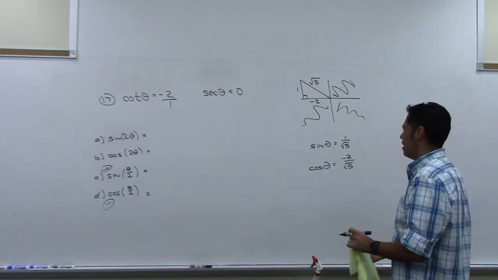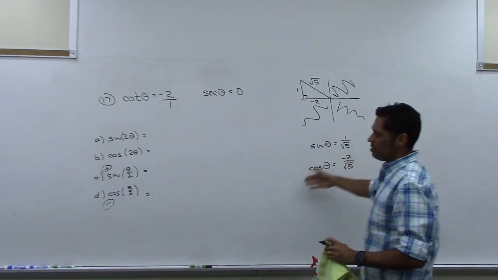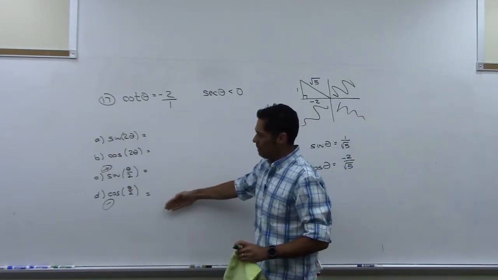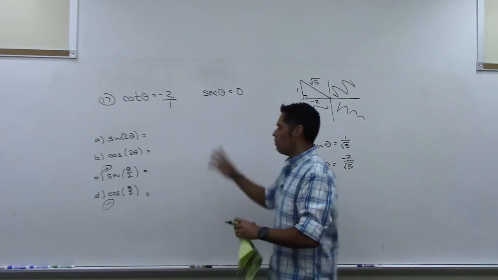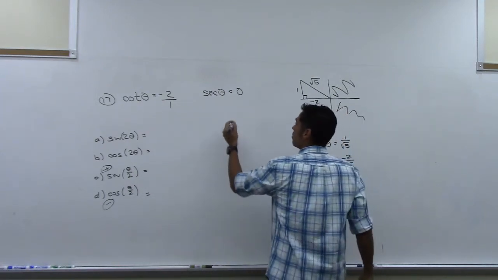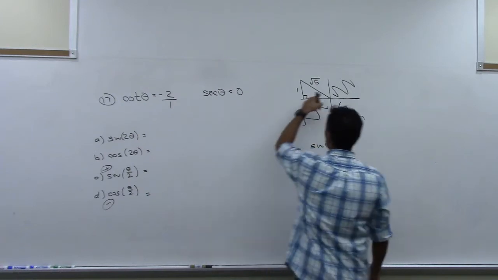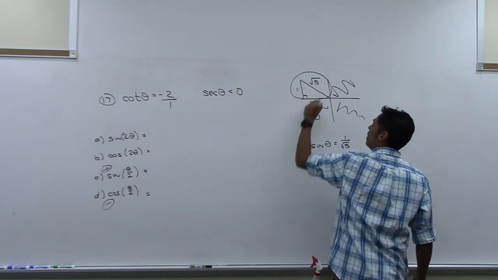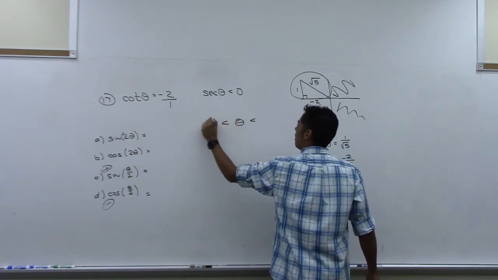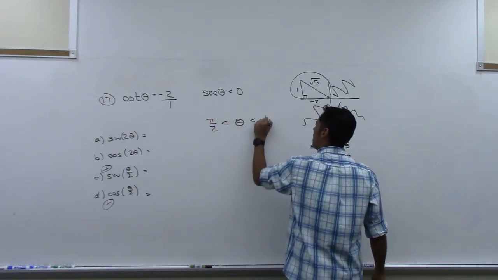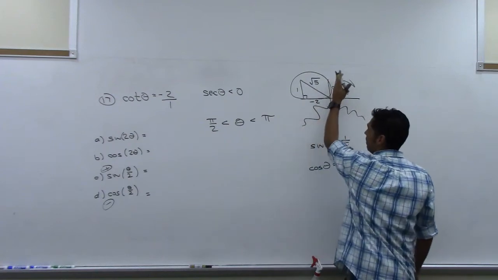I think I did enough of these in class. All you need is these two, and then you can figure out what these are. So maybe you'll have some questions on these. Let me figure out what quadrant those will be in. If I'm in the second quadrant, then my original theta was between pi over 2 and pi.